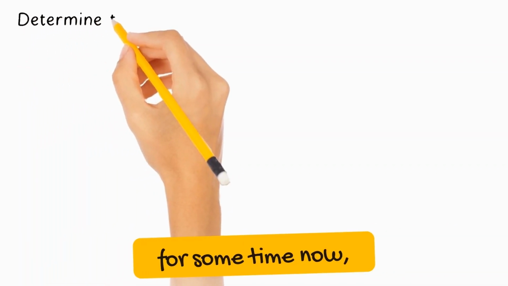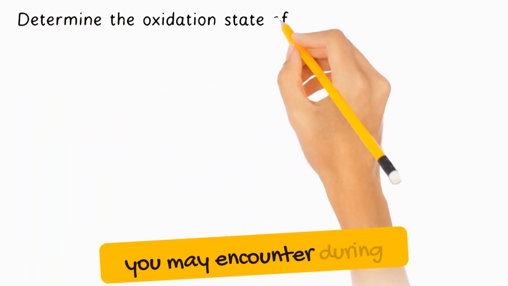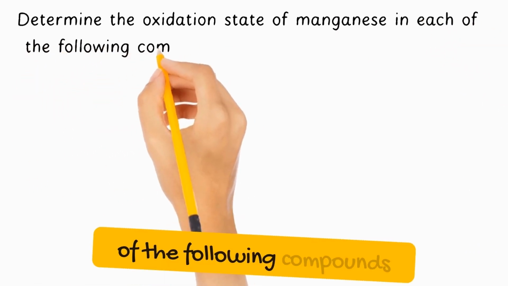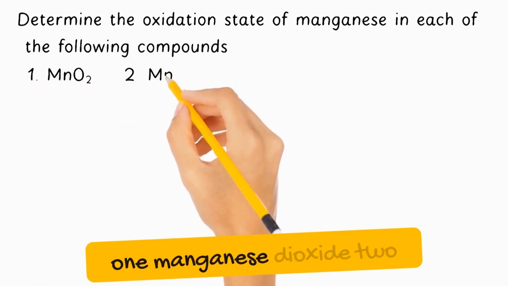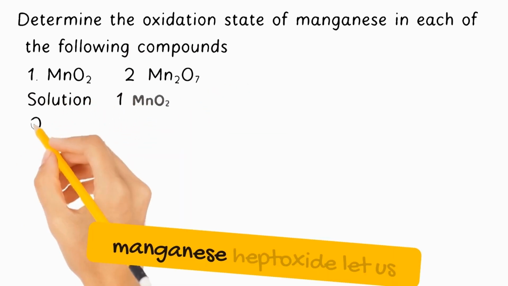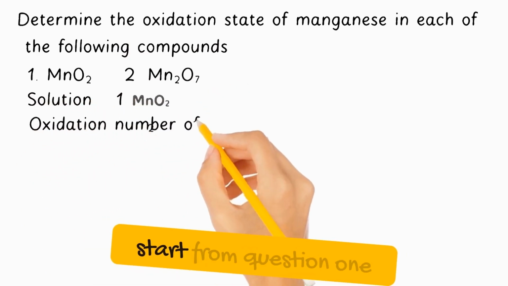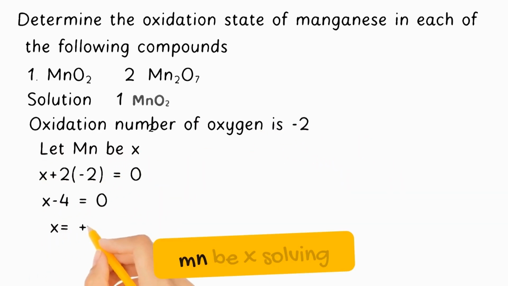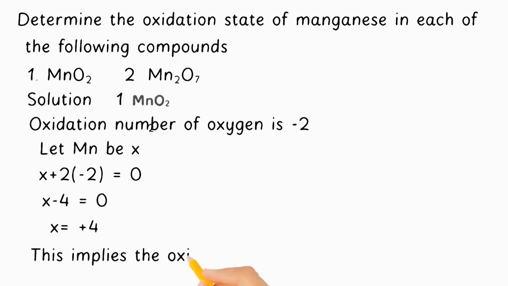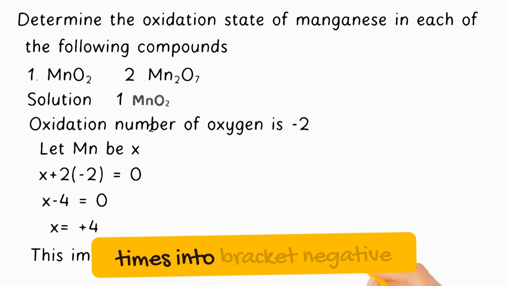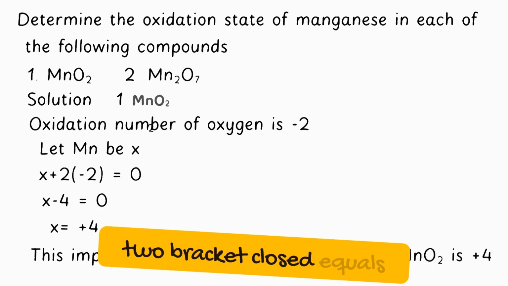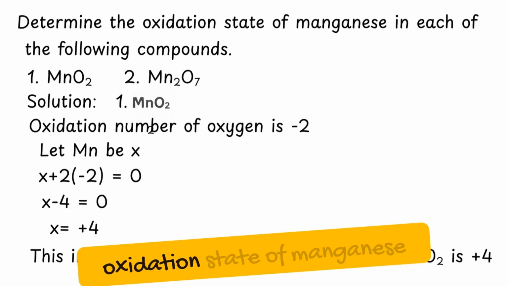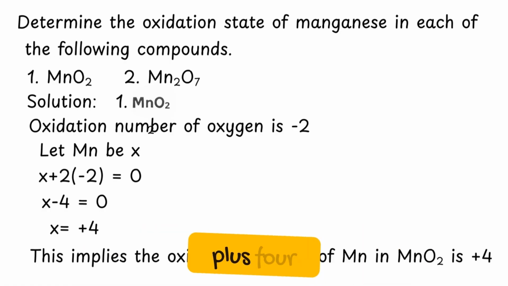I have been explaining for some time now, so let's take a look at some questions you may encounter during the exams. Determine the oxidation state of manganese in each of the following compounds. 1. Manganese dioxide. 2. Manganese heptoxide. Let us start from question 1. Oxidation number for oxygen is -2. Let Mn be x. Solving for x in the equation, x + 2(-2) = 0, we get x equals +4, which implies the oxidation state of manganese in manganese dioxide is +4.